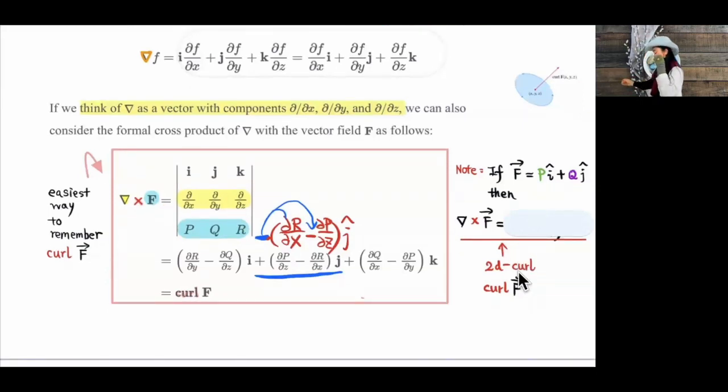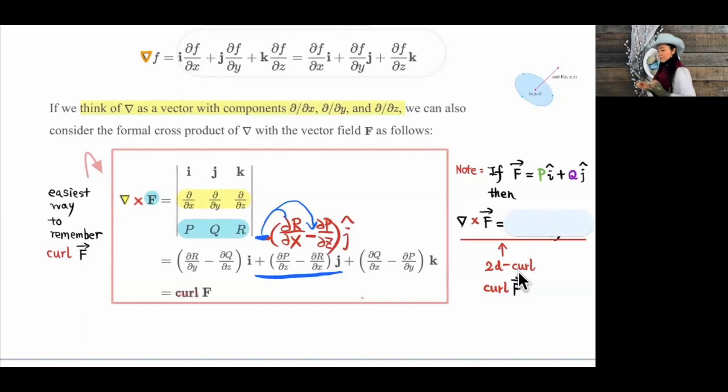Now, some people will ask, what happens if the vector field only has two components, P and Q? What will be the curl of this vector field?